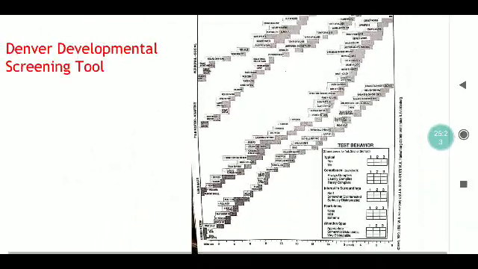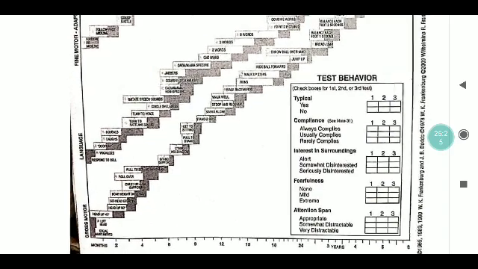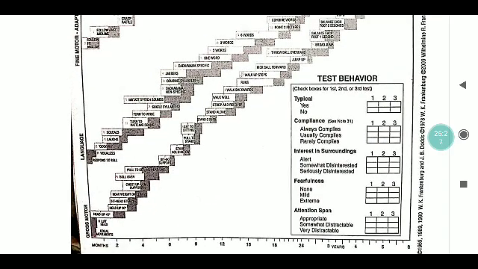Now, the Denver Development Screening tool is similar, but does follow a lot more parameters. You do have the age and also the typical response which is expected, compliance, interest in surroundings, fearfulness and attention span. The Denver tool assesses all of the 4 headings independently upon a different scale, as you can see in this chart.